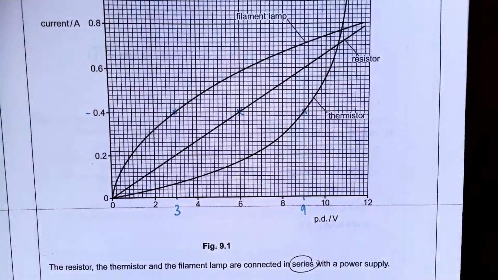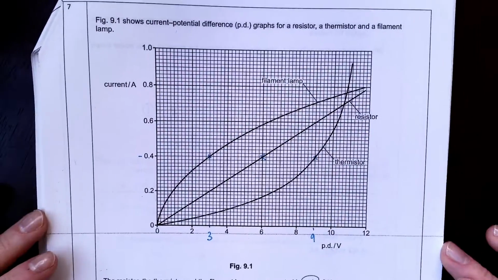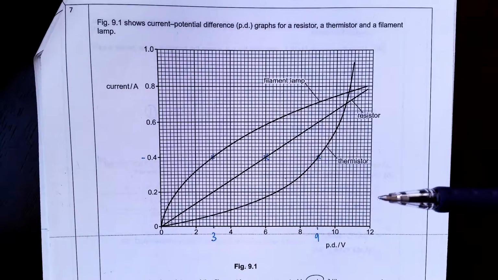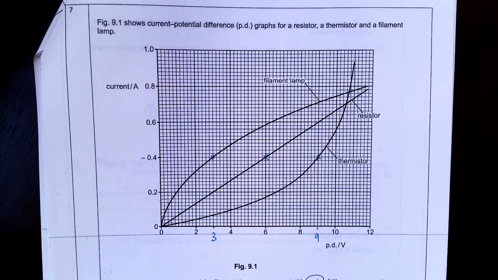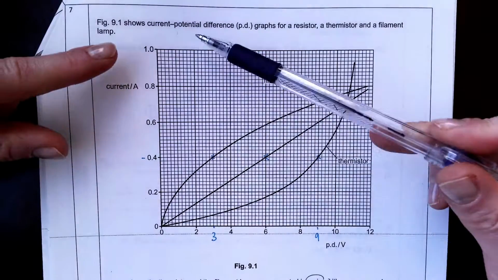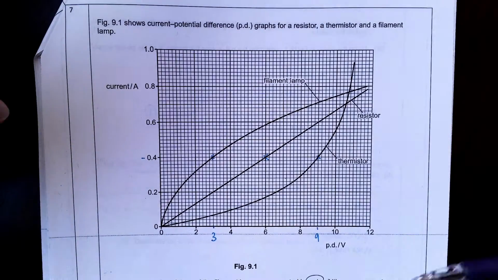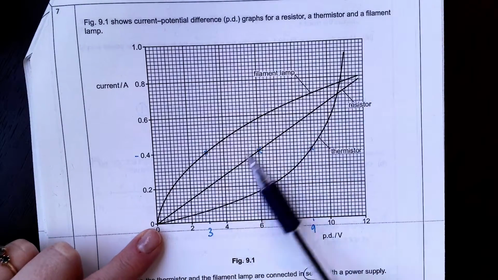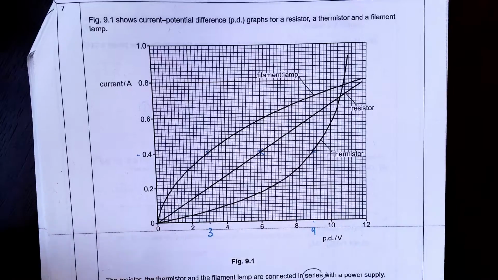This was a tricky question, so I'm less frustrated if you get this one wrong, because it was difficult. This is really what distinguishes your A-star students. Figure 9.1 shows the current potential difference graphs for a resistor, a thermistor, and a filament lamp. So we can see we've got current and we've got voltage. And we can see we've got 3 components that we can look at. So we can see a fixed resistor has a constant gradient. So as the voltage increases, the current increases proportionally.